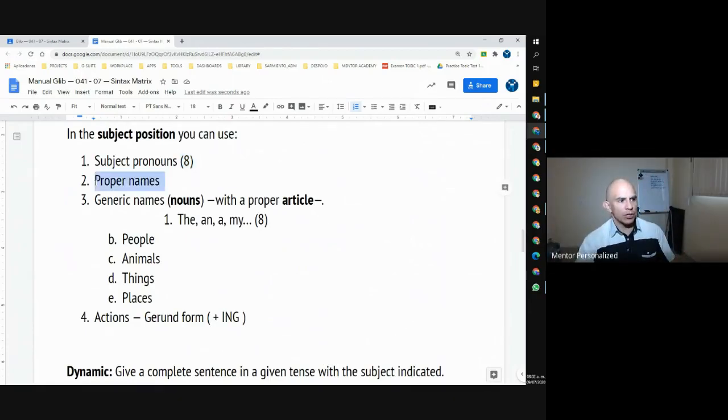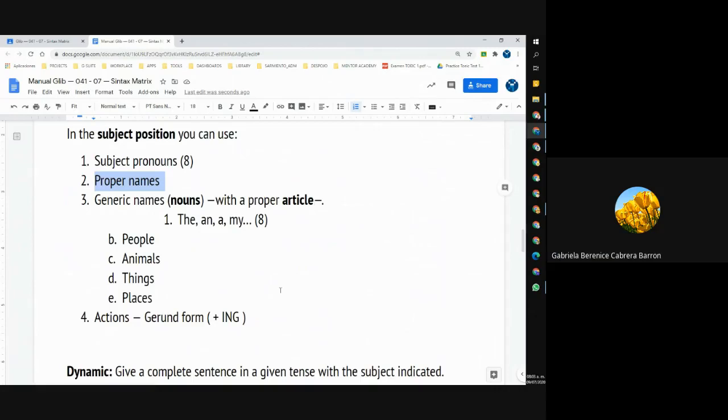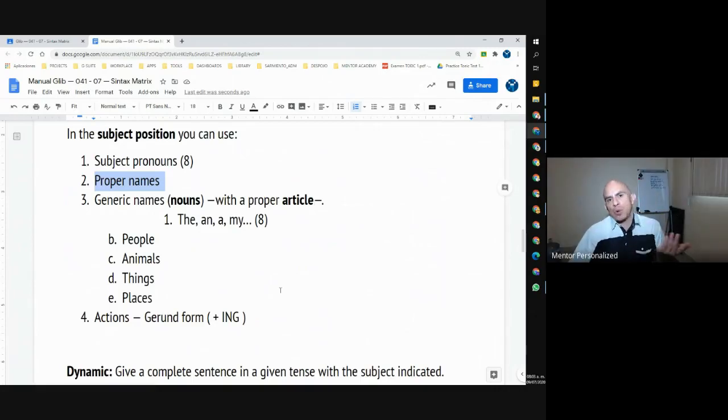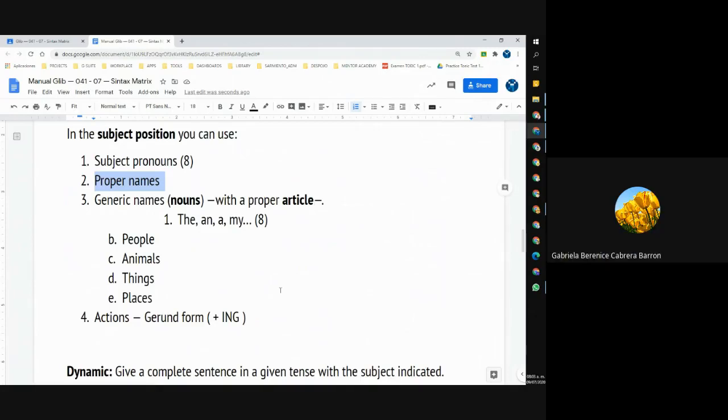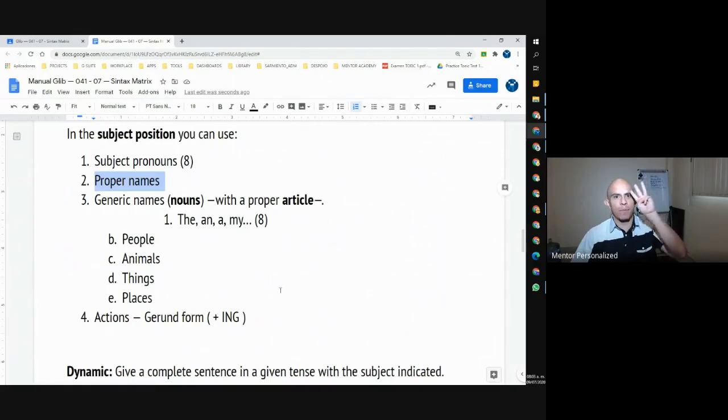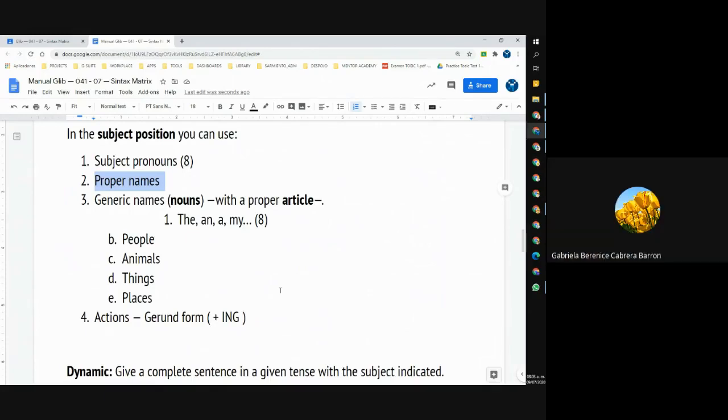Number 2, we can also use in the subject position proper names. Tell me 3 names for men in English and 3 names for women in English. Names, personal names. I am Luis, and you? Gabriela. Very good. So 3 for men in English and 3 for women in English.